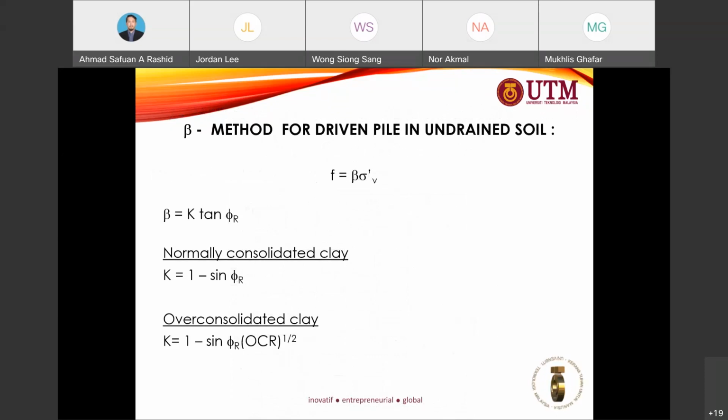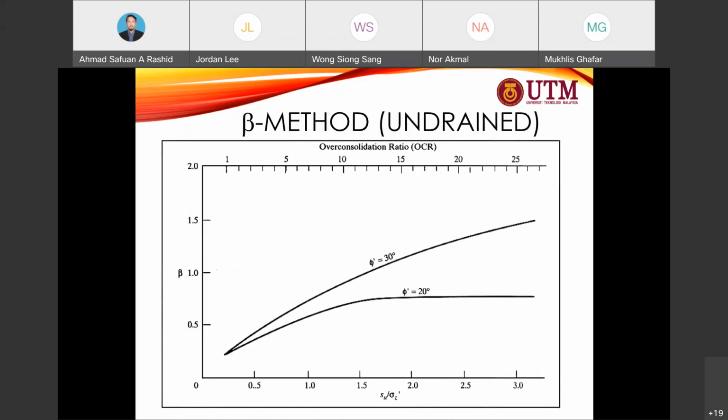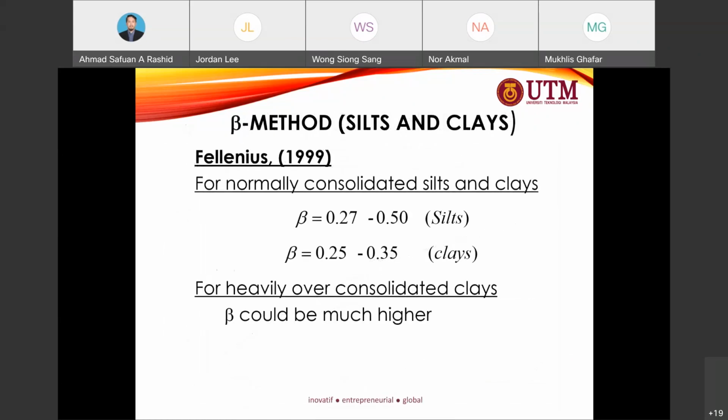So for the beta for the undrained, based on the type of soil, normally or over consolidated. The beta here relies on the normally or over consolidated clay. So that is the value of the beta based on this graph. So beta for clay, this is the value.